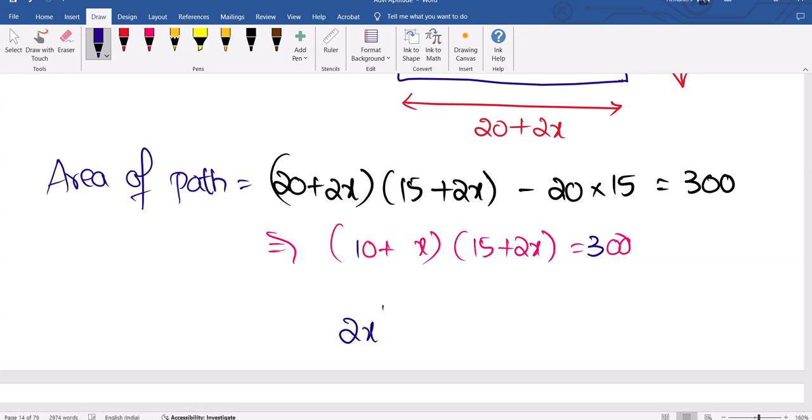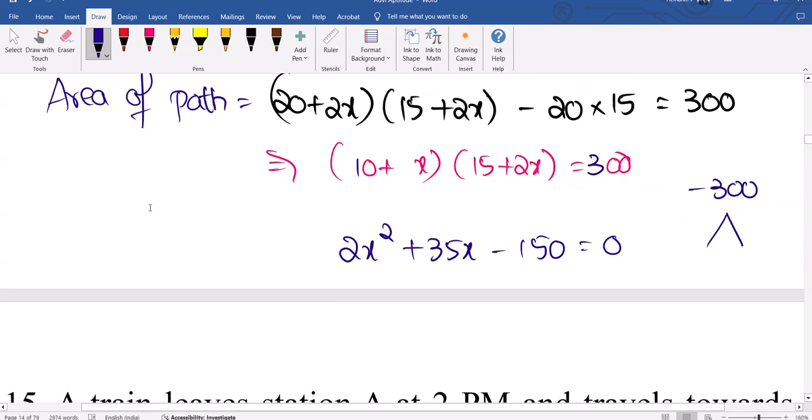Okay, 2x square, 15x and 20x, 35x. Here 150 gone, then minus 150. So minus 300, we have to split into 35. Minus 300 we need to bring it to 35. Product of those two numbers, we want plus 35. 30 and 10 will give 40. Is there any combination which will give 35 for minus 300?